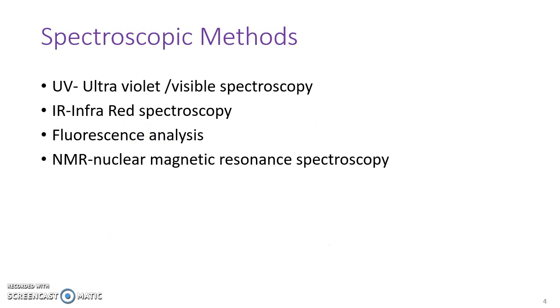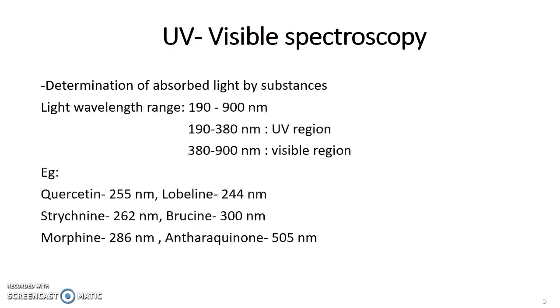Spectroscopic methods involve measurement of electromagnetic radiation. They are UV visible spectroscopy, IR spectroscopy, fluorescence analysis and NMR. Other techniques like mass spectroscopy, Raman spectroscopy, ESR are also employed for drug analysis.